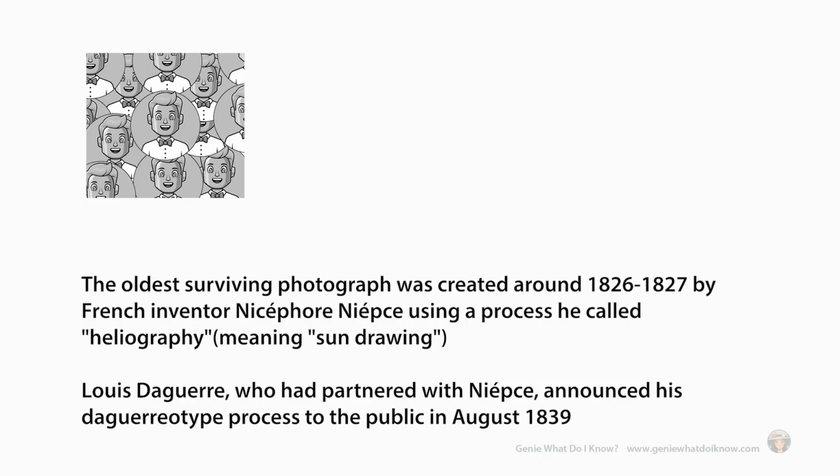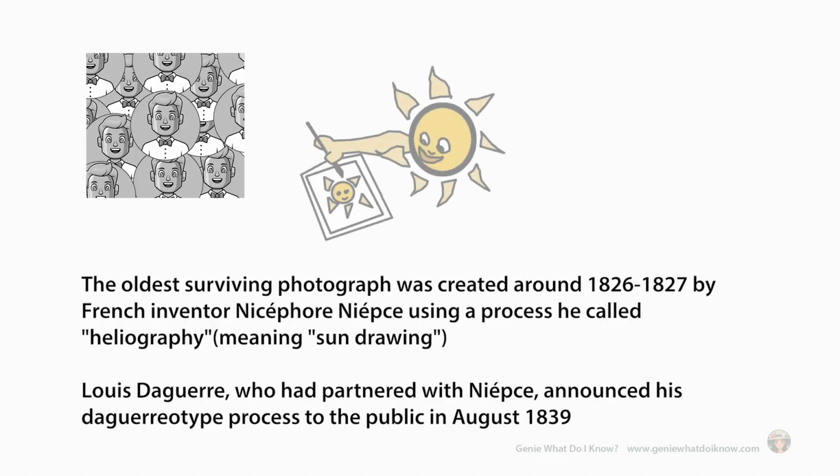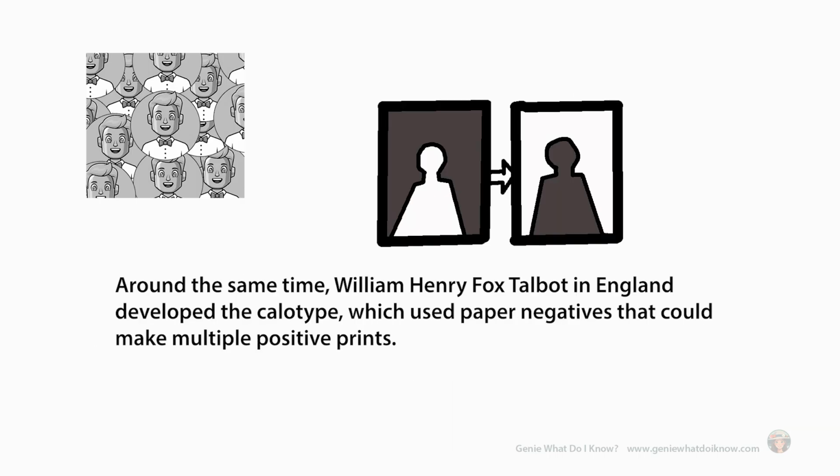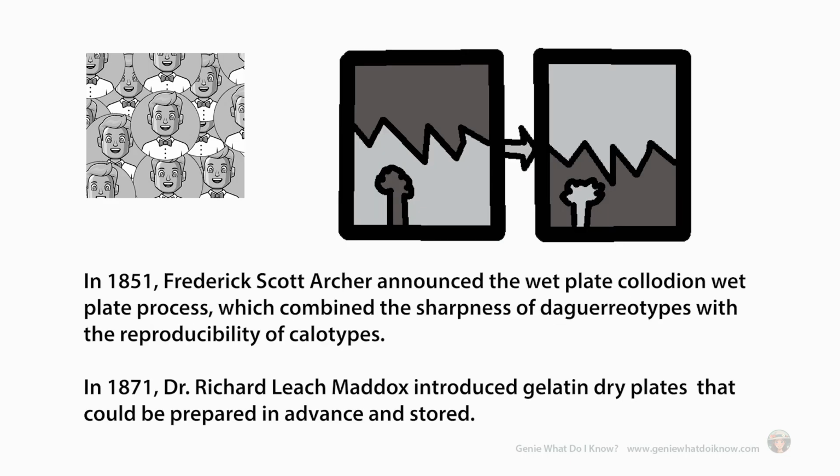The oldest surviving photograph was created around 1826 to 1827 by French inventor Nicephore Niepce using a process he called heliography, meaning sun drawing. Louis Daguerre, who had partnered with Niepce, announced his daguerreotype process to the public in August 1839. Around the same time, William Henry Fox Talbot in England developed the calotype, which used paper negatives that could make multiple positive prints. In 1851, Frederick Scott Archer announced the wet plate collodion process, which combined the sharpness of daguerreotypes with the reproducibility of calotypes.